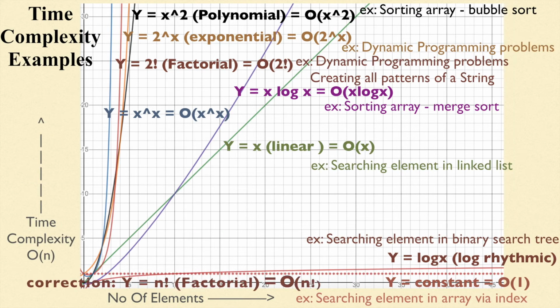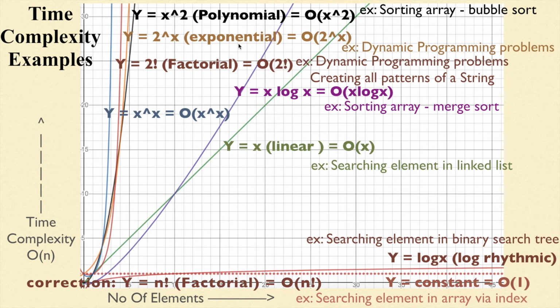Time complexity examples. One time complexity example is searching an element in an array via index. Log x time complexity example is searching an element in a binary search tree. Linear time complexity example is searching an element in a linked list. X log x time complexity example is sorting an array with merge sort. Then moving to x square time complexity, that is sorting an array with bubble sort.